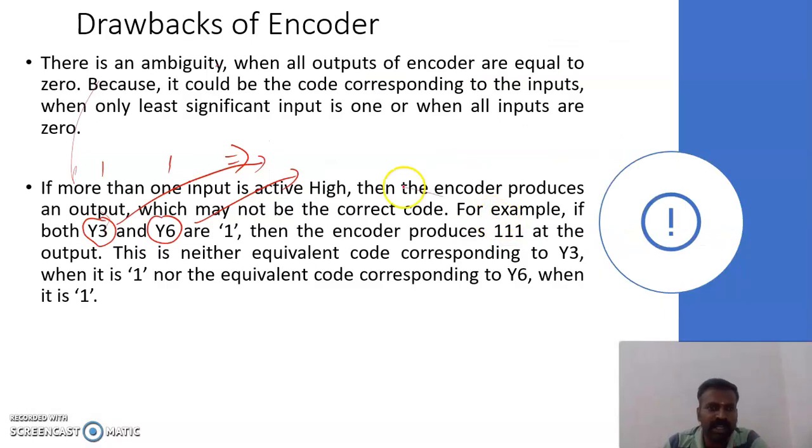So now for this condition, which output will come? Whether 0 1 1 will come or 1 1 0 will come. This is the main drawback in the encoder. To overcome this problem, next we are going for a priority encoder.